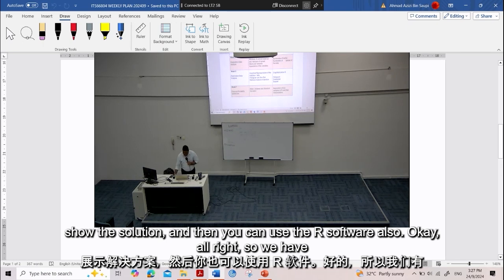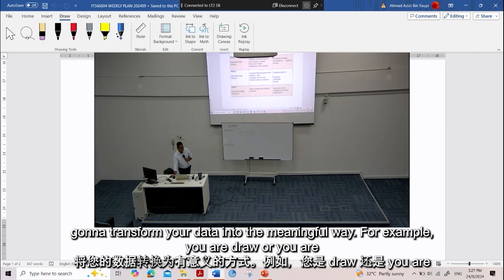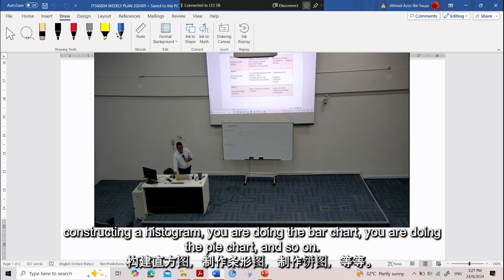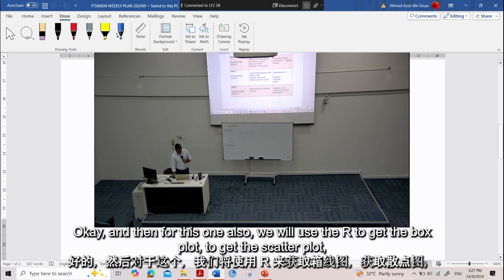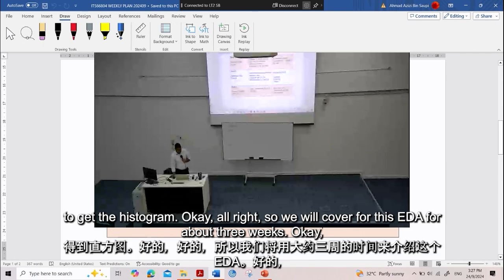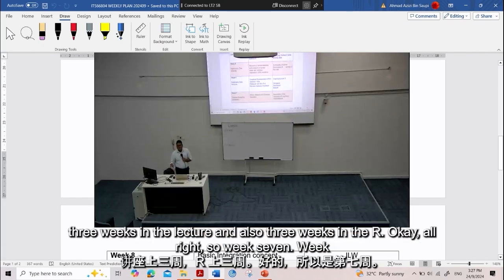Okay, all right, so we have the graphical representation of the statistics of data. So after you get all the data, how are you going to transform your data in a meaningful way? For example, you are drawing or constructing a histogram, you are doing a bar chart, you are doing the pie chart, and so on. Okay, you transform all the observations in a meaningful way. This one is about statistics. Okay, and then for this one also, we will use R to get the box plot, the scatter plot, and the histogram. Okay, all right, so we will cover this EDA for about 3 weeks. Okay, 3 weeks in the lecture and also 3 weeks in R.